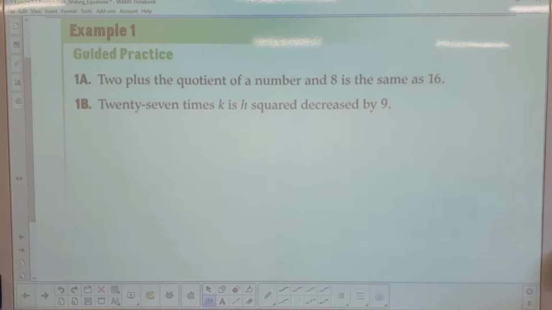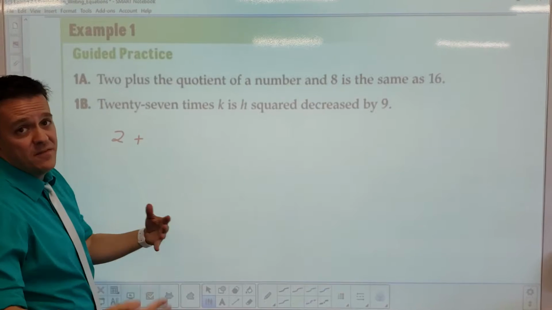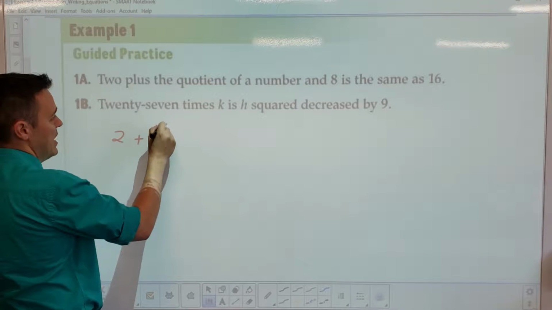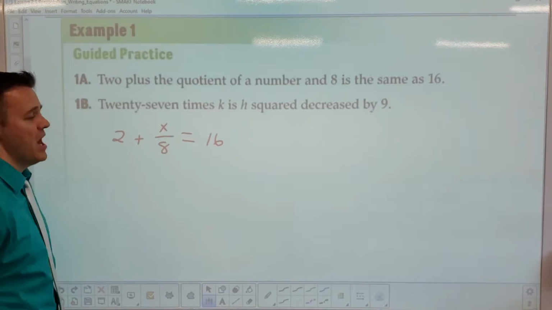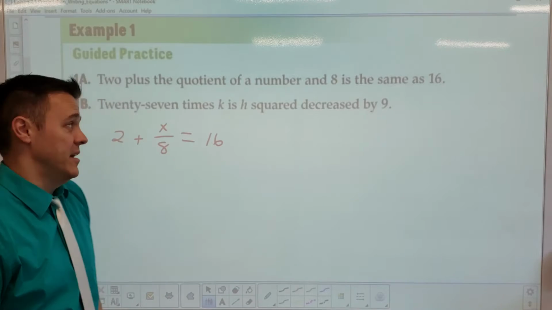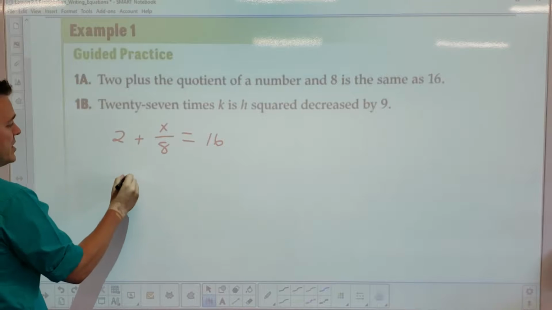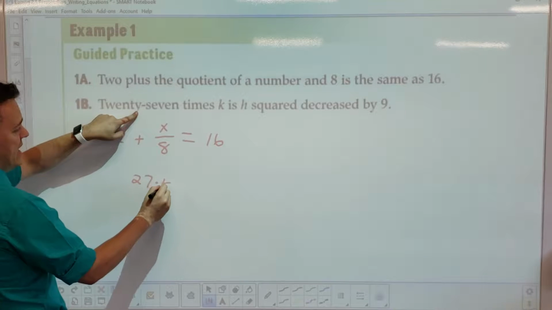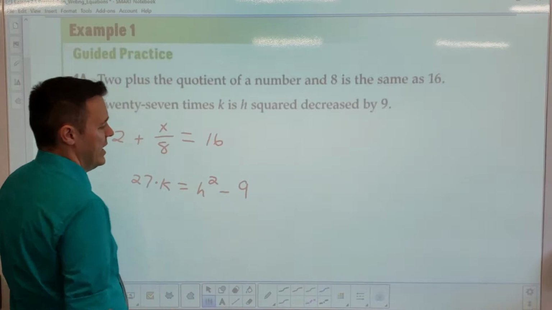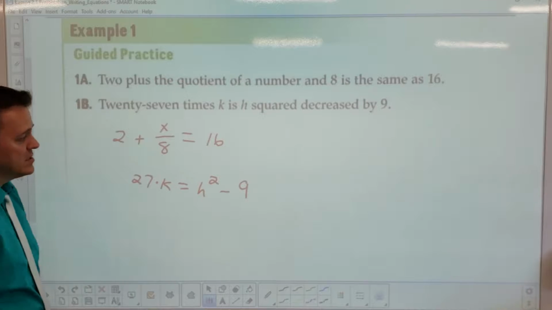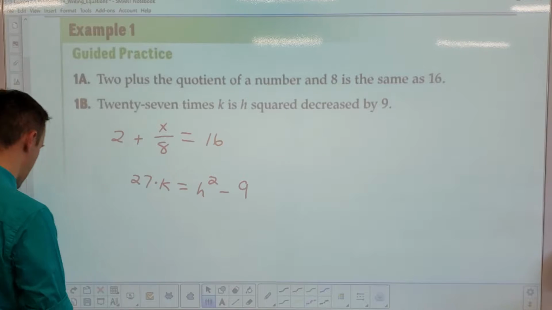All right, simple enough, just as you write this one. So it's 2 plus the quotient, which is division, of a number over 8 is the same as 16. Does it matter what goes up here? No, you can put A, B, C. You can draw a banana, that's all I care. Just understand that it's a number of some sort. And the other one is 27 times K is H squared decreased by 9. If you have any questions about this kind of stuff, see me in class. But both of these are pretty much written straight across as you read it.